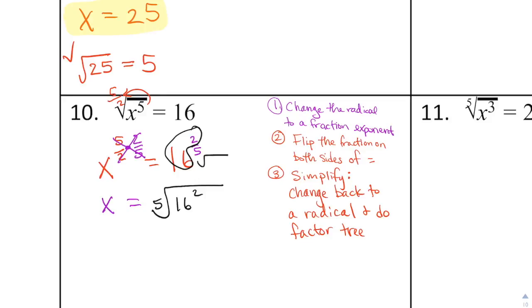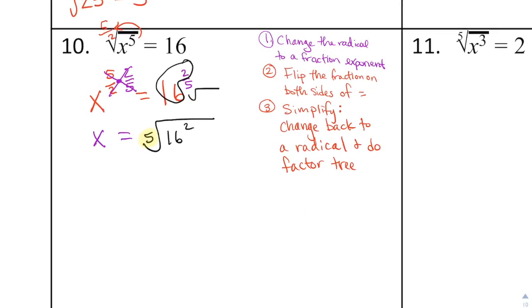All right. Well, I need 5 of a kind to come out, and all I have is 2 16s. So I'm going to rewrite that. X equals 5 root 16 times 16. And then I'm going to start my factor tree. Leave a little room here. So 4 and 4.